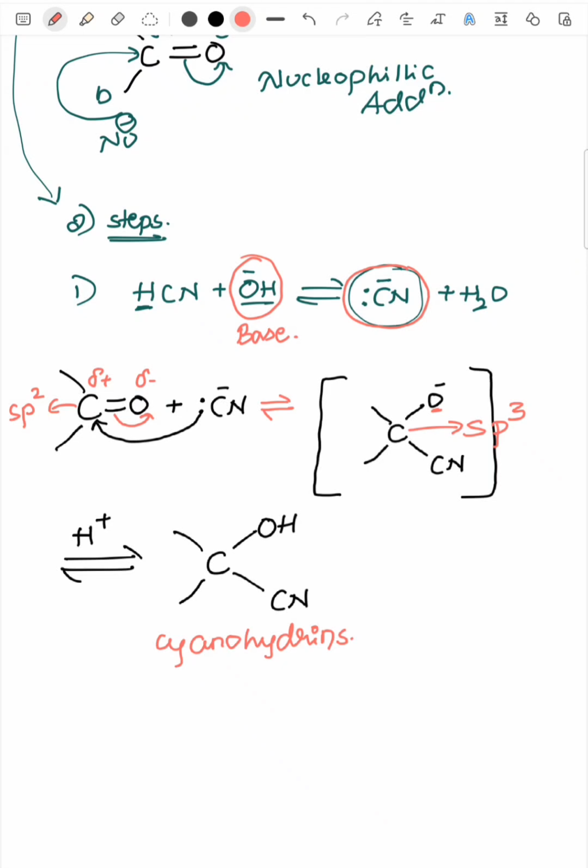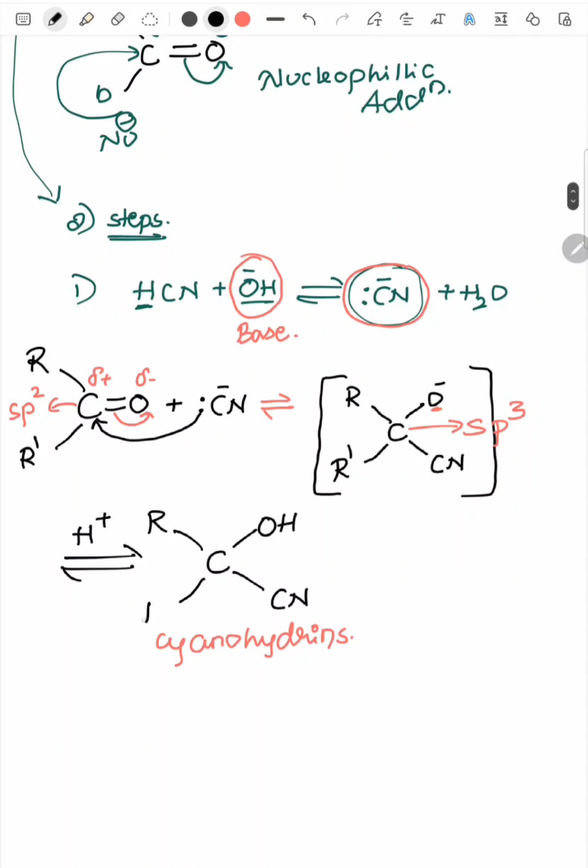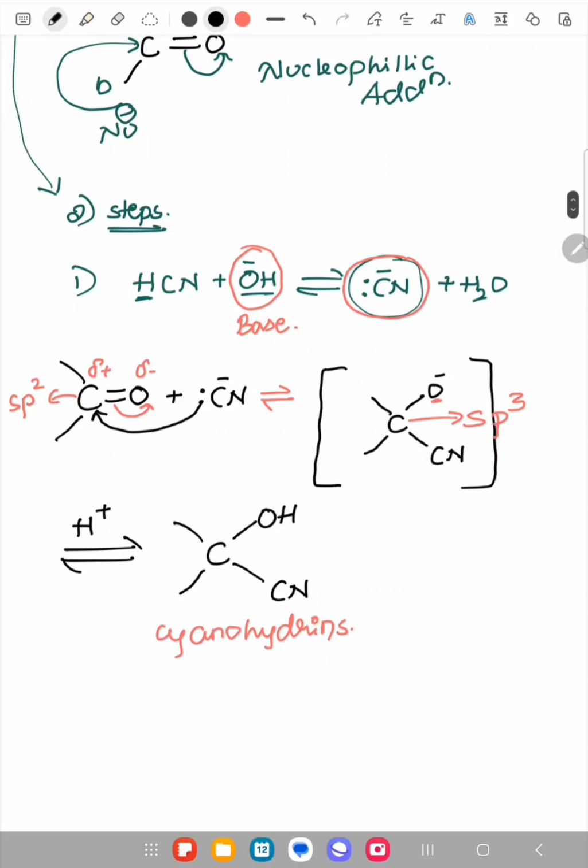Suppose in the question paper you get an aldehyde, then here you can take R and here you can take H. So here also it will become R and here also it will become H. Suppose they give ketones, then what will you do? Instead of H here, you will take R dash, and in the other places also instead of H you will take R dash. Generally I have taken without any groups, so that you find it easy for your understanding.